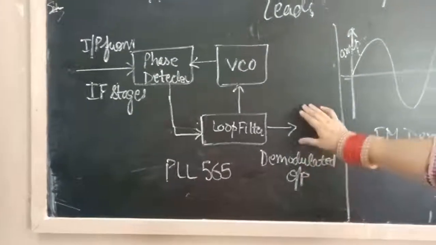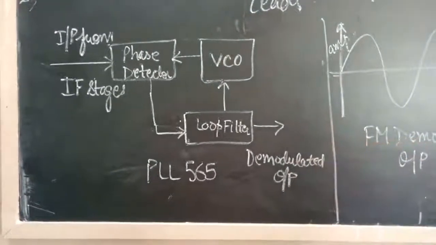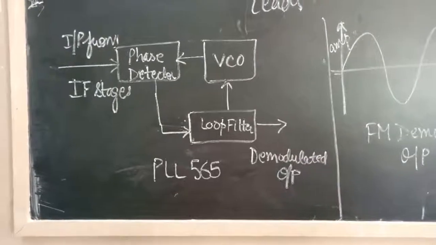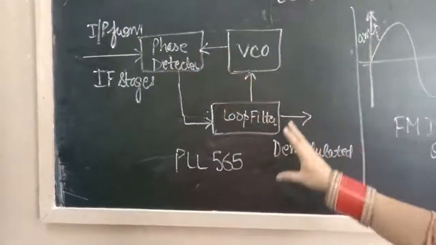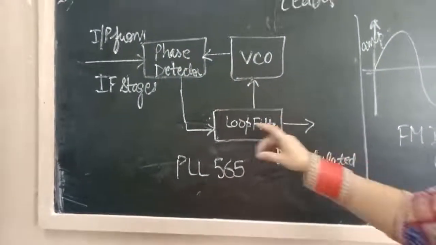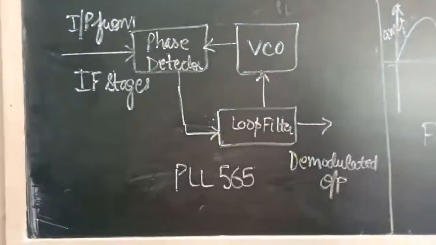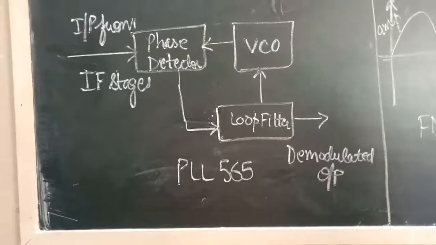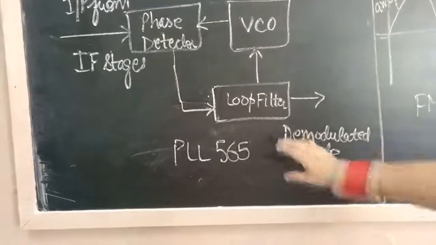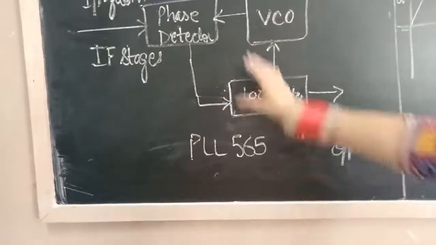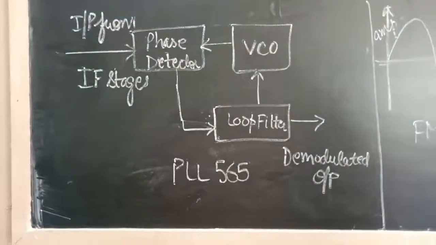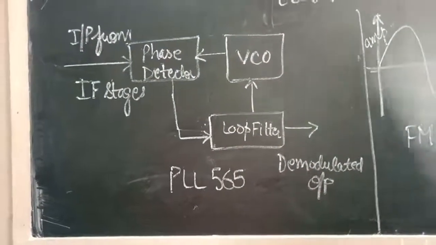Actually, what is the logic behind using this phase lock loop? This is actually a short diagram for that block diagram. In PLL we have the phase detector, then VCO. VCO stands for voltage controlled oscillator, and then the loop filter. Okay, so phase detector. What is the function of the phase detector? It will detect the phases.